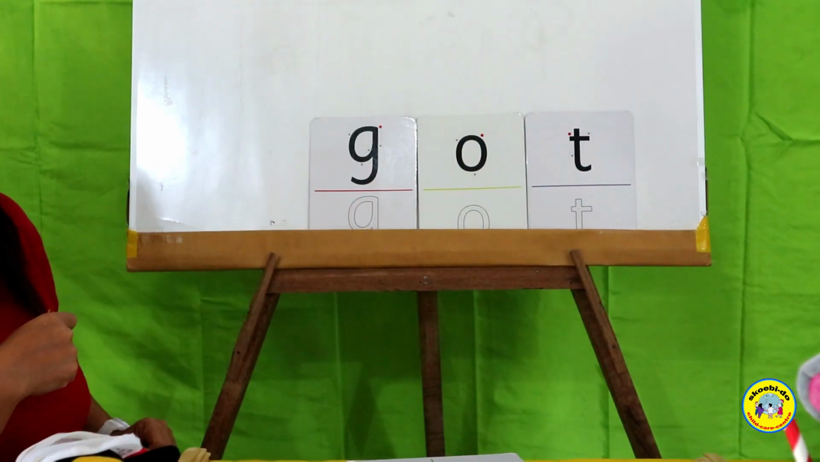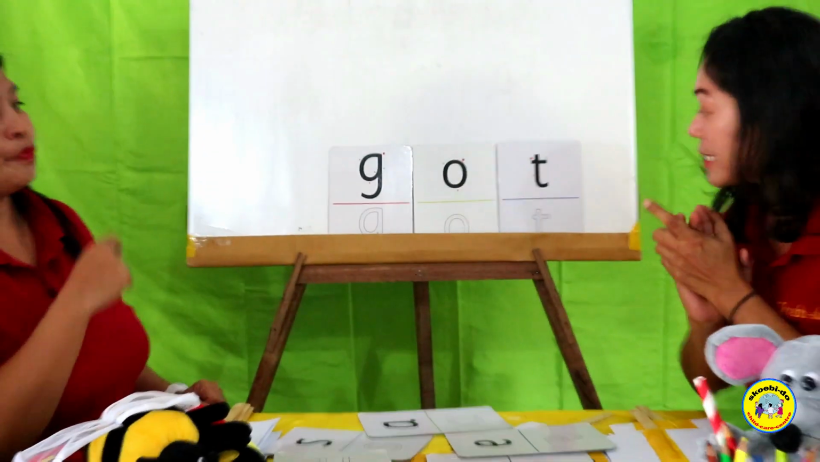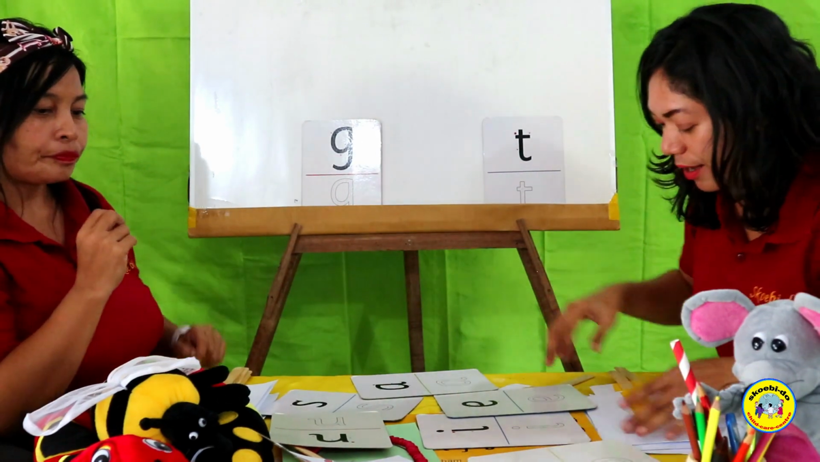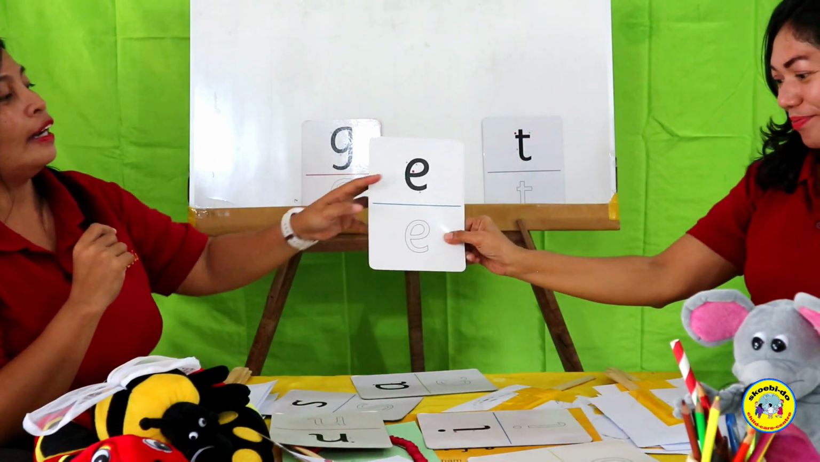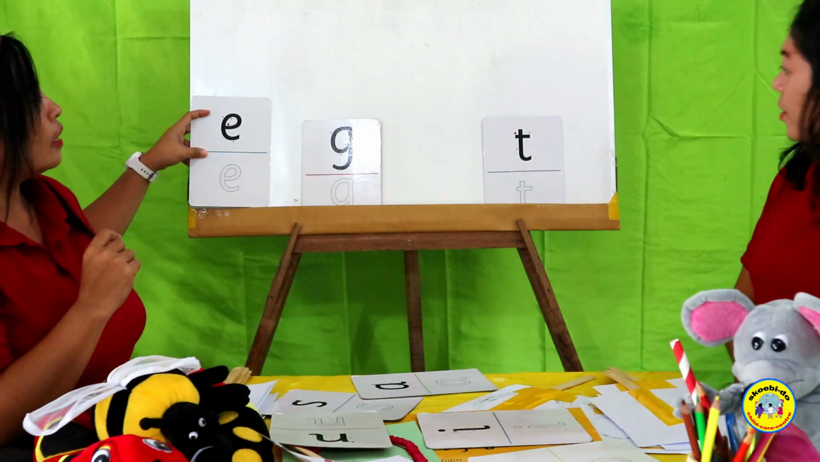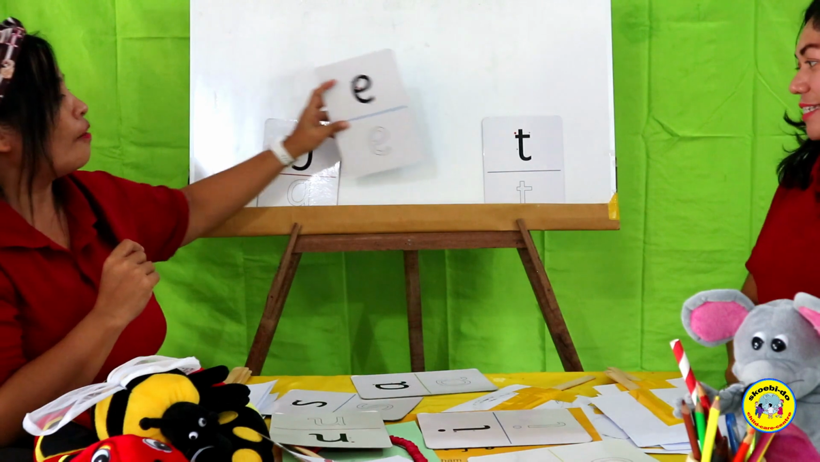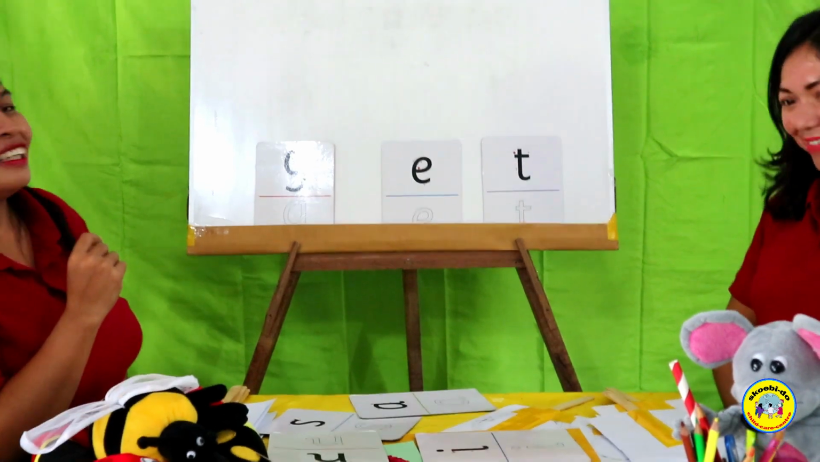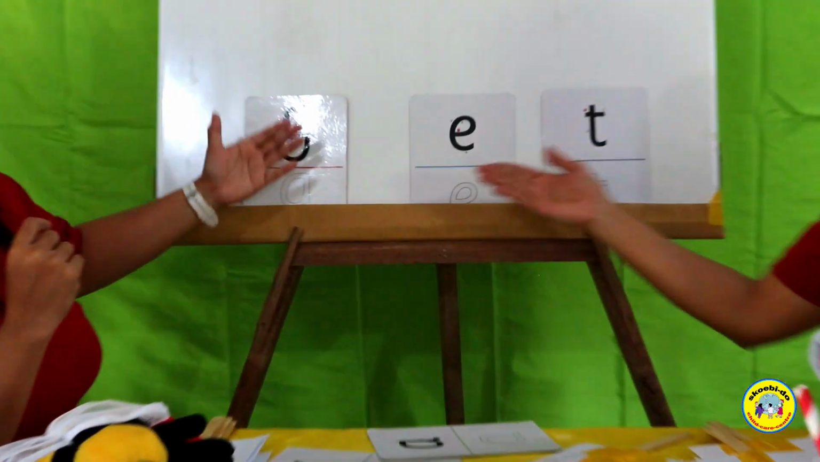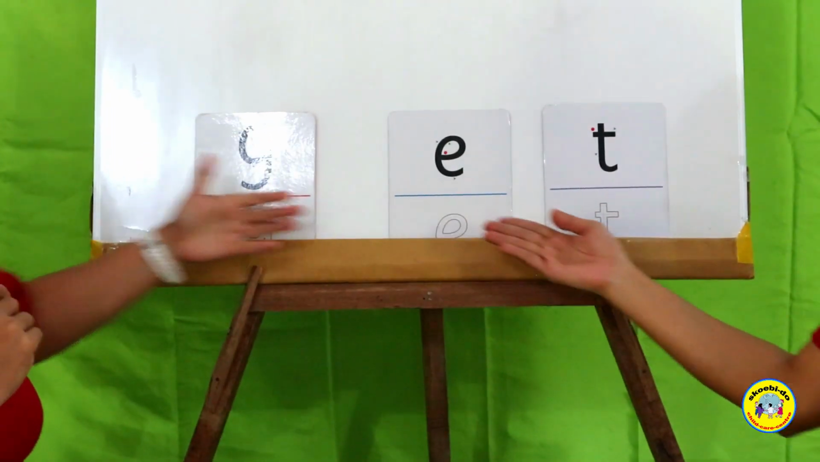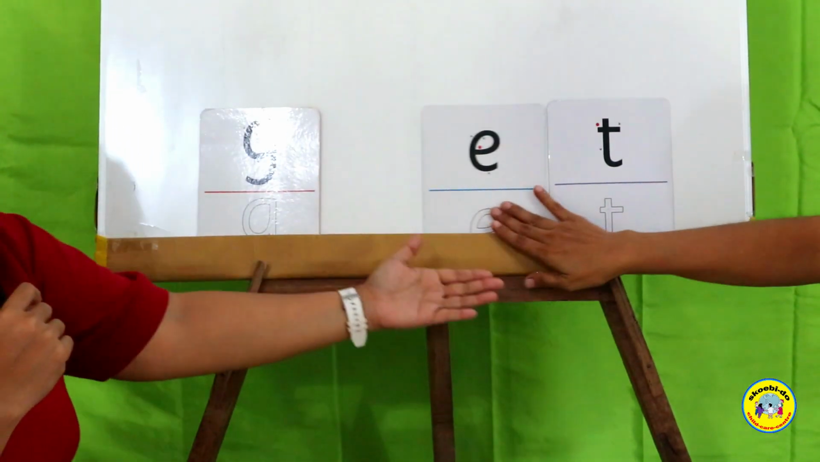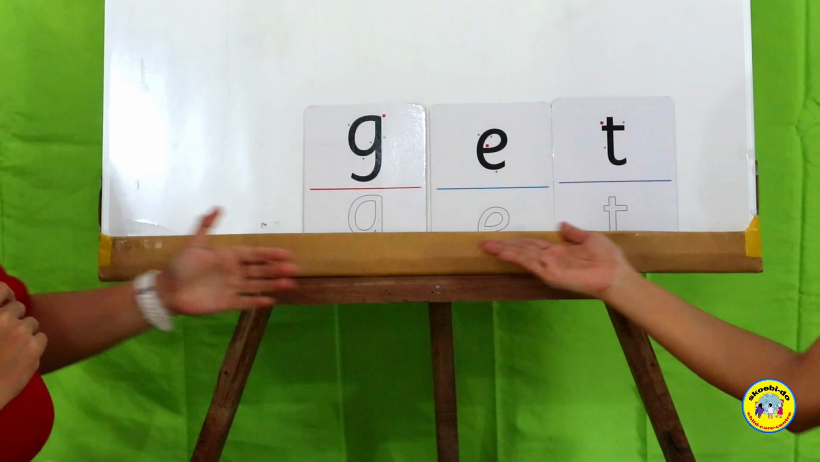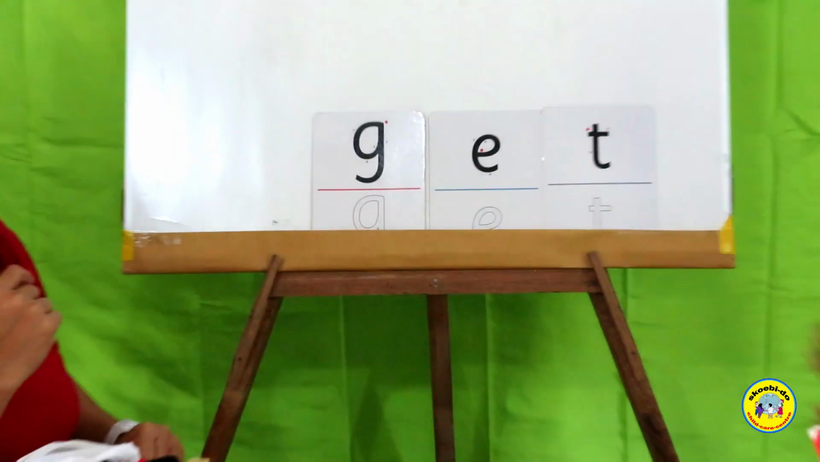Got. Very good, kids. So, Miss, I want to swap. We put it in the middle, please. All right, we put it in the middle. Try to read. Let's start. G, act. G, act. Get. Get. Very good, kids.